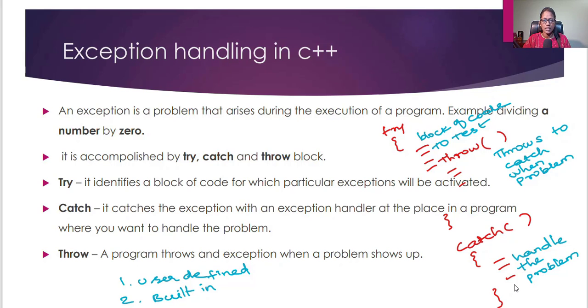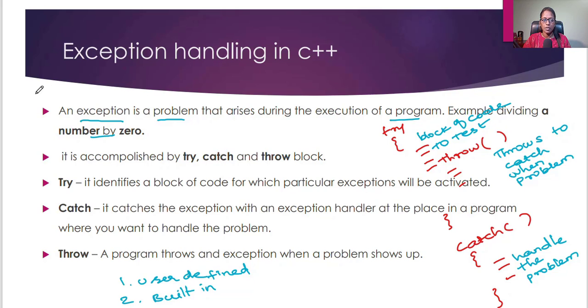Exception handling in C++. What is exception handling? First, exception. Exception means a problem which arises during the execution of a program. Whenever I am executing that program, some problem will occur. For example, dividing a number by 0.